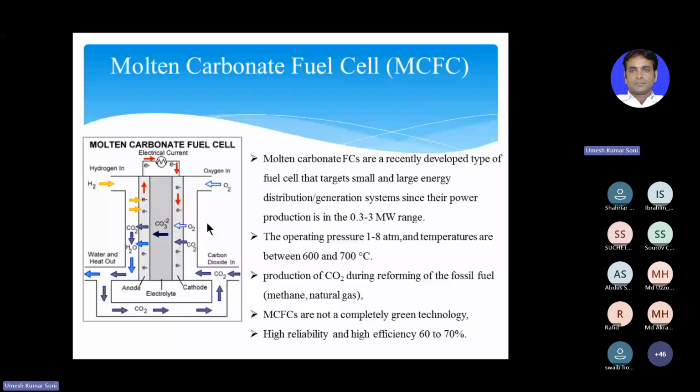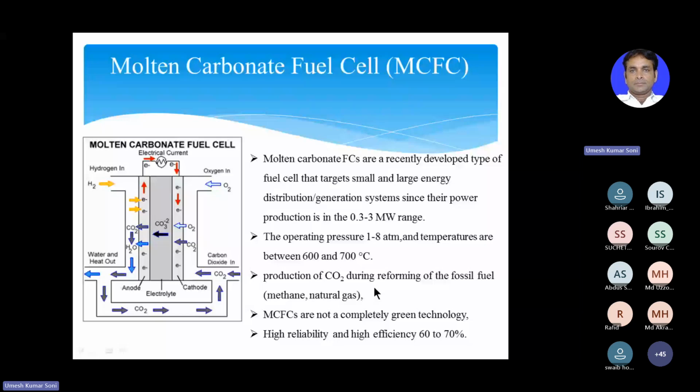Here we don't understand if you don't understand the reforming term. Reforming means if you have fossil fuels like petrol, diesel, or any carbonic materials, you convert that into carbon dioxide as a secondary product and the hydrogen output. So MCFCs are not completely green technology.